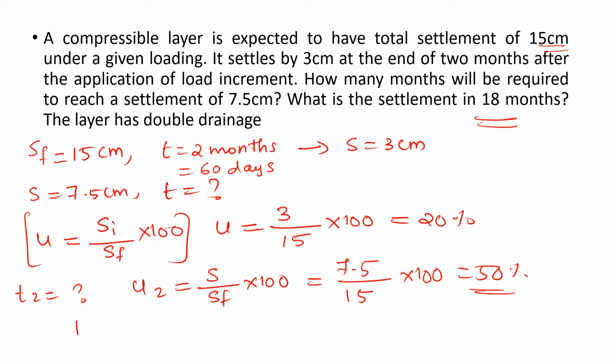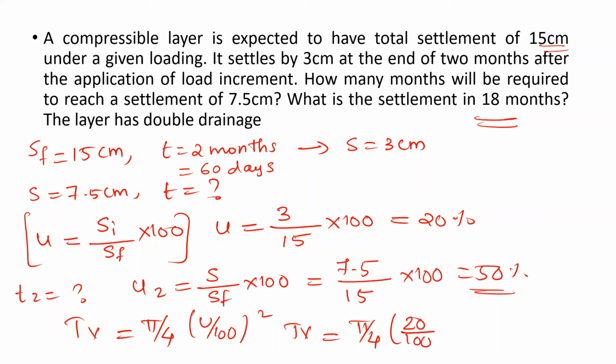We already know the relation between time factor and degree of consolidation. Tv is equal to pi by 4 into U by 100 the whole square. So from this equation we can find the time factor. In the first case it is 20%, so Tv is pi by 4 into 20 by 100 the whole square, that is 0.03142. Similarly, for the second case, 50% consolidation, Tv is pi by 4 into 50 by 100 the whole square, that is 0.1963.